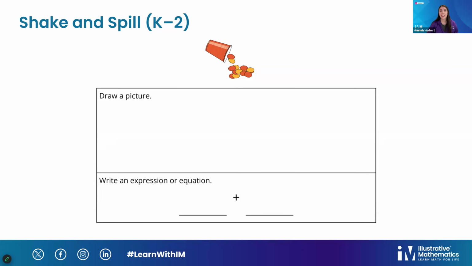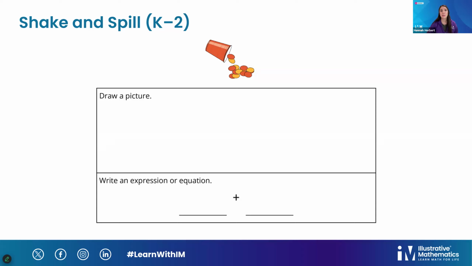The first center that we would like to highlight is called Shake and Spill, which is used across kindergarten through second grade. This center uses two-color counters as the main manipulative, and it is a great example of how the same tool can support learning across multiple grade levels.